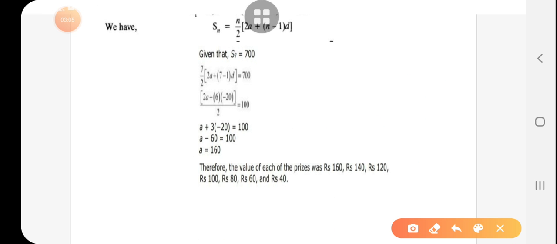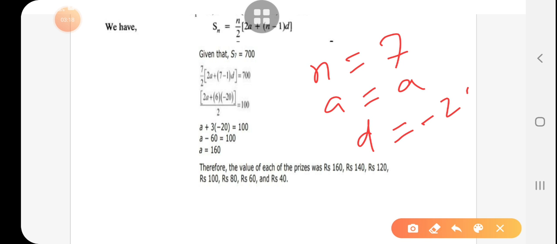As we know, the formula of the sum of n terms is n by 2 into 2a plus n minus 1 into d, where a is the first term and d is minus 20. We put n as 7, and S7 is equal to 700. So here, 700 divided by 7 gives 100 on the right side. On the left side, 2A plus 7 minus 1, that is 6, and d is minus 20.